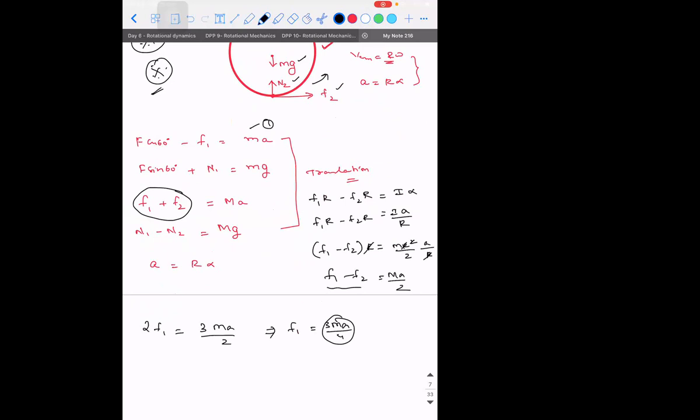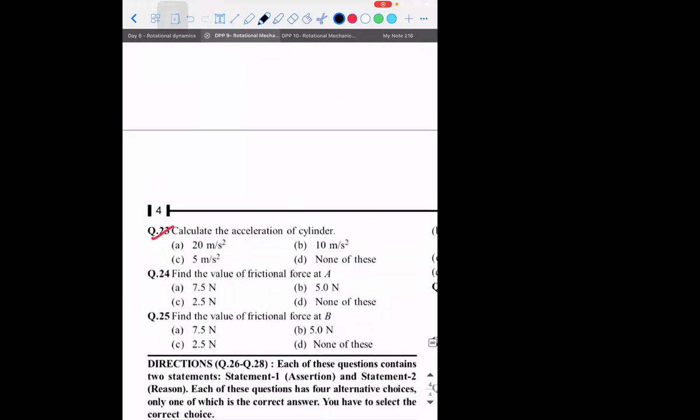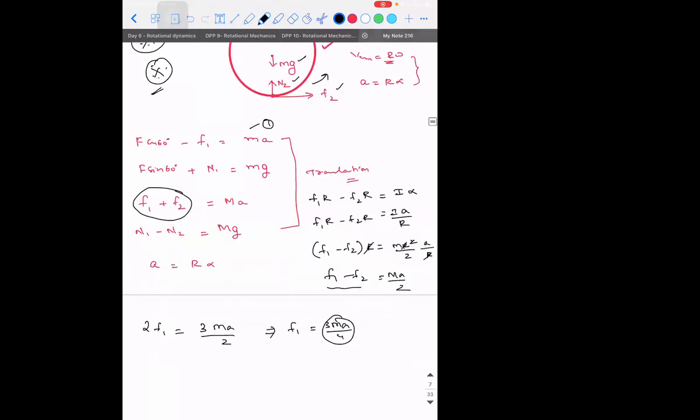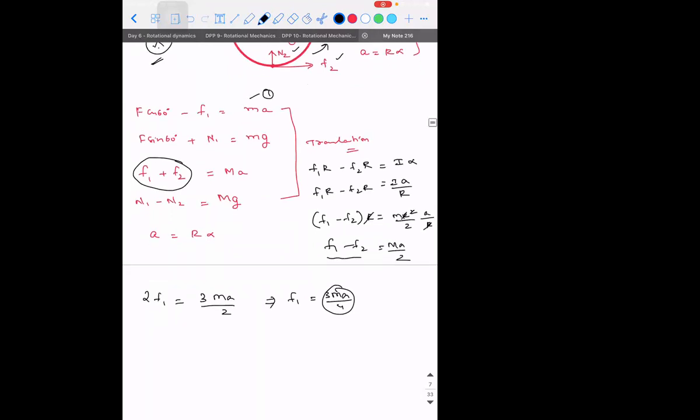Clear, right? So once you find acceleration, what are the things that they are asking? The value of frictional force at A, that means F1, and the value of frictional force at B, that is F2. I hope you can calculate. Let's do it fast then.